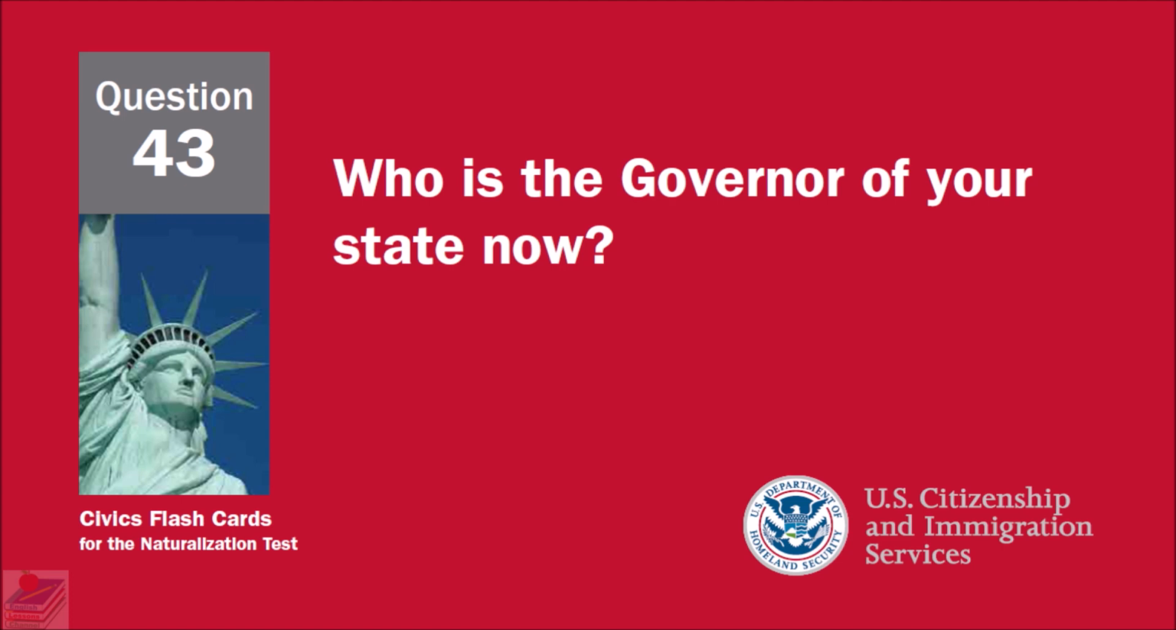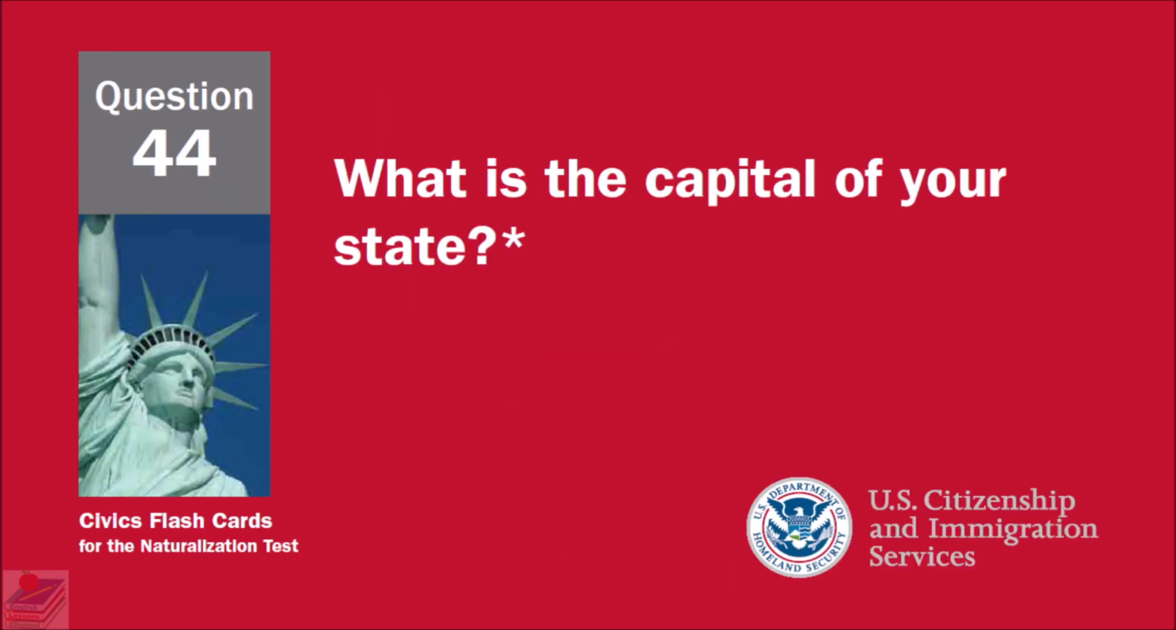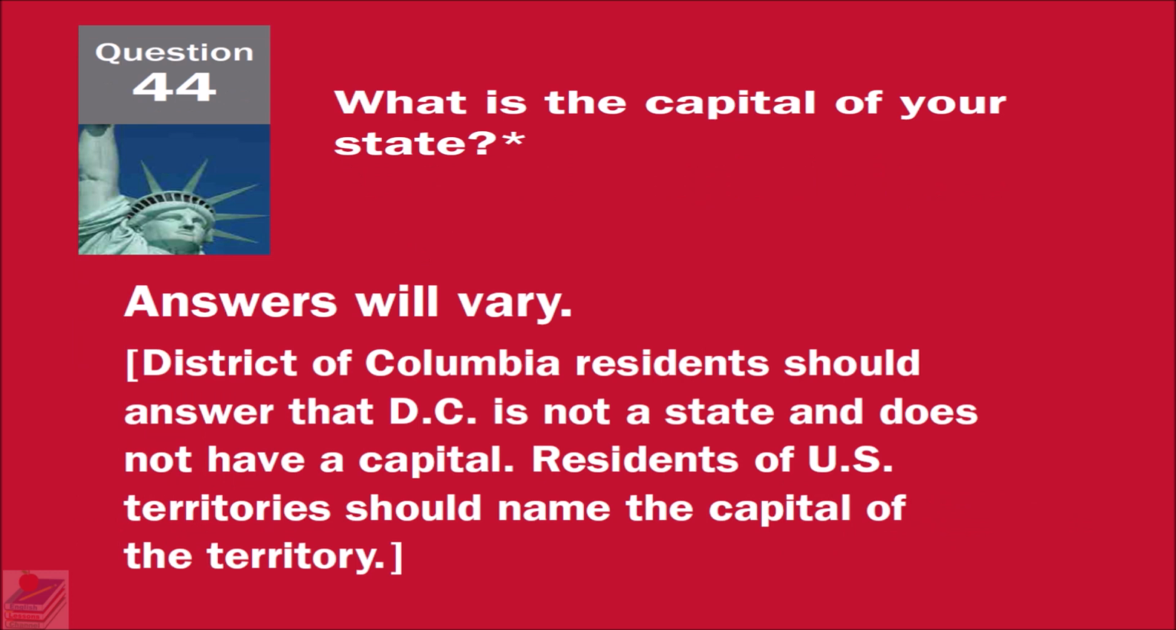Who is the governor of your state now? Answers will vary. District of Columbia residents should answer that D.C. does not have a governor. Visit usa.gov/states and territories to find the governor of your state. What is the capital of your state? Answers will vary. District of Columbia residents should answer that D.C. is not a state and does not have a capital. Residents of U.S. territories should name the capital of the territory.